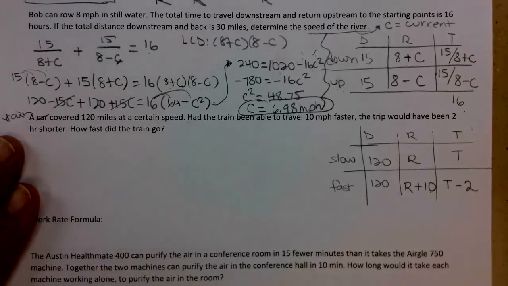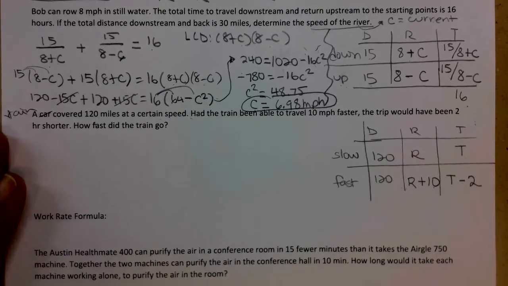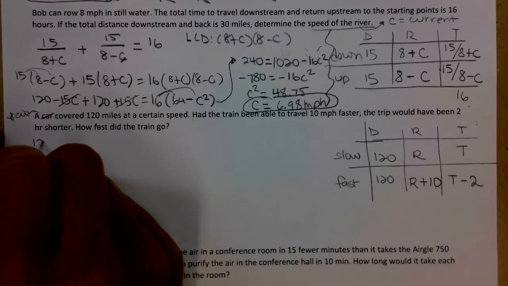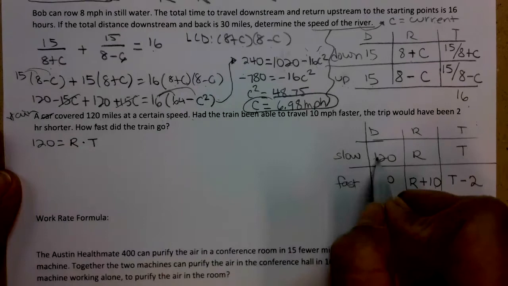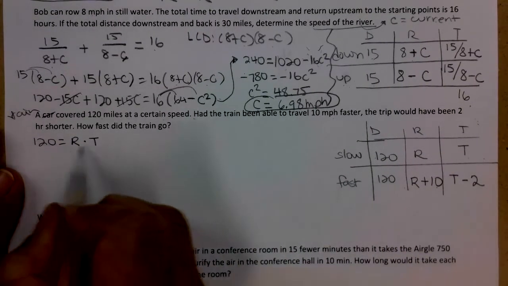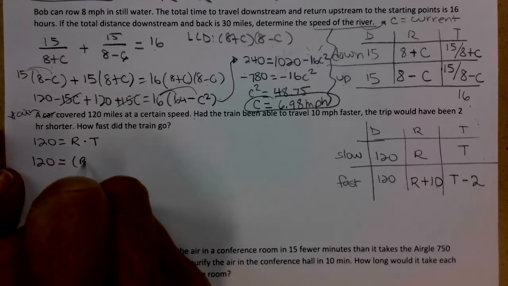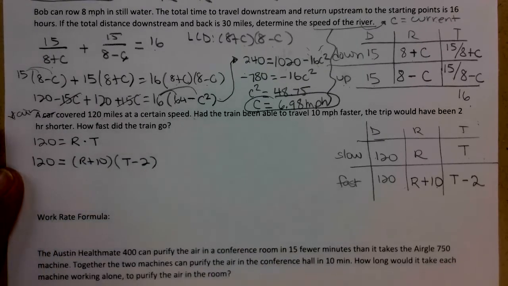So what do I want to do for this one? Do you know, I think I'm actually going to set this one up as a system of equations. Do you guys remember that? Let's see what that's going to do for us. So the first equation, 120 equals R times T. So I'm just doing the distance equals rate times time for each of our situations. So our slow equation, our fast option, 120 equals R plus 10 times T minus 2.